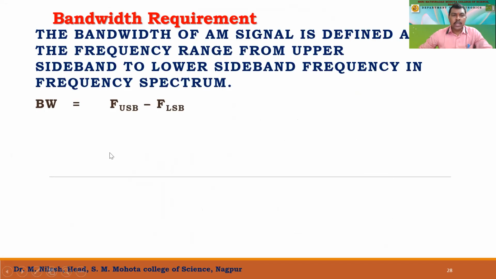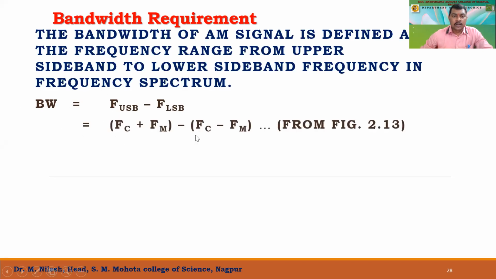Okay, so how do we calculate it? Bandwidth is calculated from the frequency of USB, which I have taken as FH, and the lower frequency, that is FLSB. So you have to subtract the lower frequency from the higher frequency, like this. If you do this, you will come to know that this is FC plus FM minus FC minus FM. Solving it, you get FC plus FM minus FC plus FM. FC gets cancelled, and we get twice FM. So this much bandwidth is available in the amplitude modulated wave.